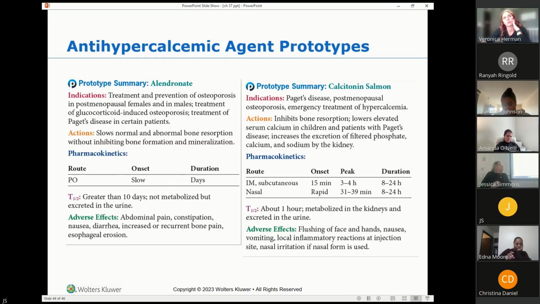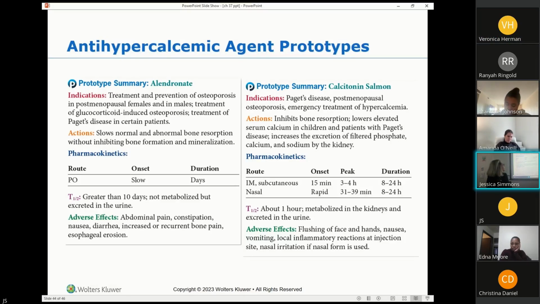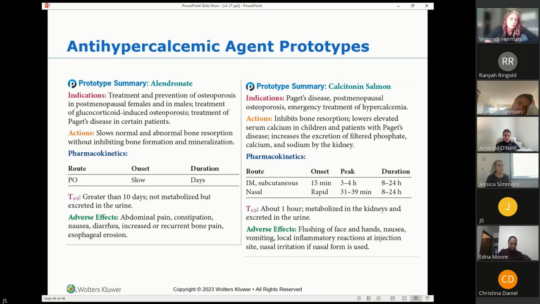All right, so this is taking a closer look at alendronate, which is Fosamax, for the treatment and prevention of osteoporosis in postmenopausal females and in males, treatment of glucocorticoid-induced osteoporosis, and treatment of Paget's disease in certain patients. Adverse effects include abdominal pain, constipation, nausea, diarrhea, increased or recurrent bone pain, and esophageal erosion. What do you want to do after you take a bisphosphonate? Sit up. Stay sitting up for 30 minutes. Yes, ma'am. Sit up for 30 minutes.